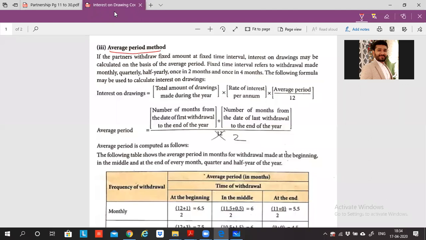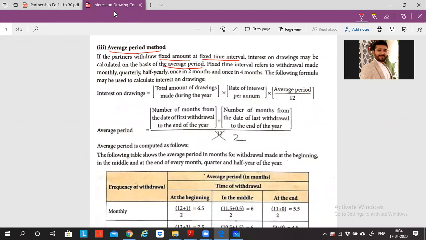Now it says that if the partner withdraws a fixed amount of money at a fixed time interval, point to be noted is, if the partners withdraw a fixed amount at a fixed time interval, interest on drawing may be calculated on the basis of the average period method. Okay, fixed time interval refers to withdrawal made monthly.